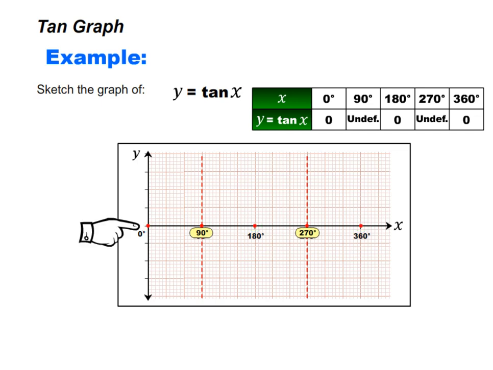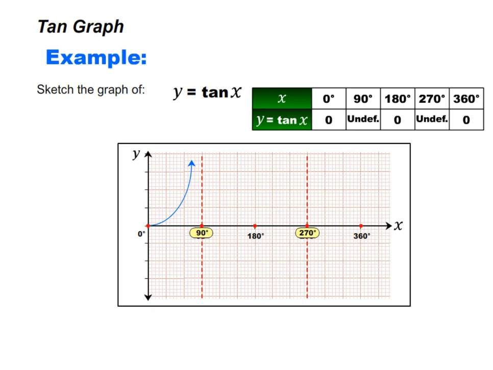Look at the horizontal line. X is equal to 0 degrees is here. X is equal to 180 degrees is here. And x is equal to 360 degrees is here. Draw curves. The first curve is from 0 degrees going up but not touching the asymptote at 90 degrees. Look at the graph.